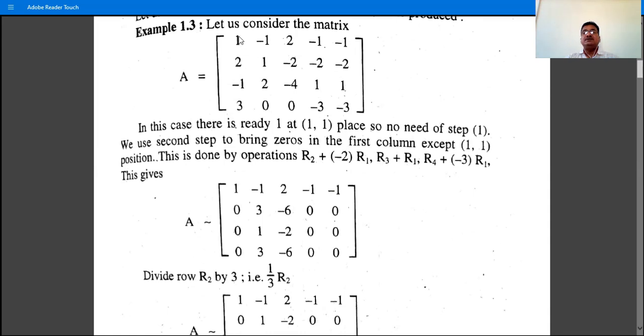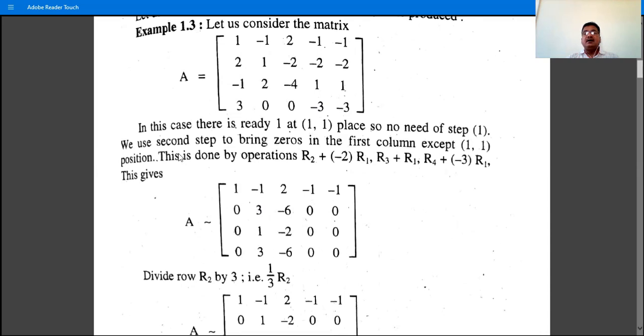Then R3 plus R1, just add the first row and the third row. The change is in the third row. So -1 plus 1 is 0, then -1 and plus 2 becomes 1. It is not 3, it is 1. This entry is 1. Yes, at this place 1, third row. And then 2 and -4 become -2, and -1 and plus 1 become 0.